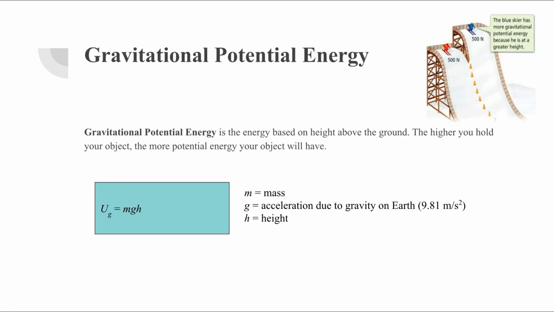So, gravitational potential energy. Why gravitational? There are other types of potential energy that we'll talk about later in physics and actually later in this presentation. Gravitational potential energy is the energy based on height above the ground. So the higher you hold your object, the more potential energy your object will have.